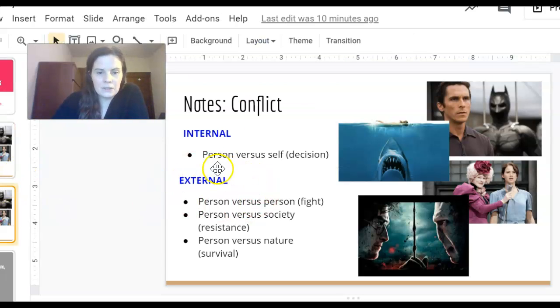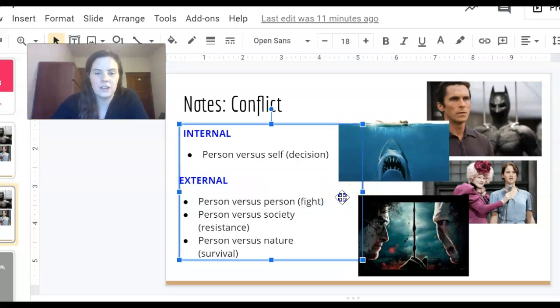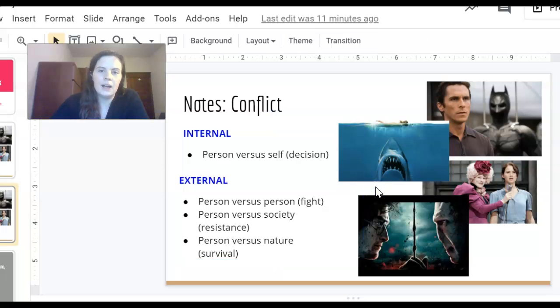All right, now let's look at some external conflicts. We've got 3 different types of external conflicts that we're going to work with today. So perhaps the most simple one to understand is a person versus person conflict, right? Harry Potter versus Voldemort conflict. Person versus person, a good keyword for that is fight. Good guy, bad guy, mean girl situation. These are all good examples of person versus person.